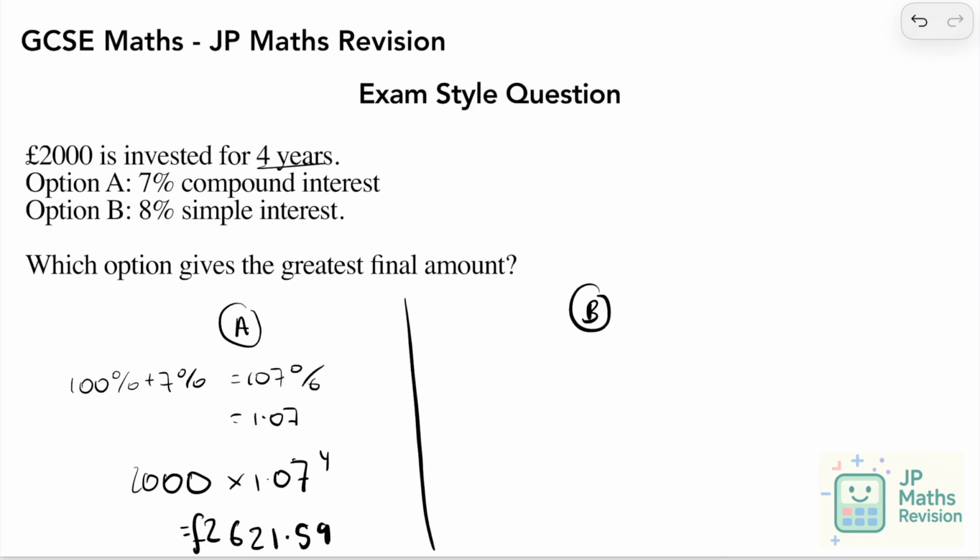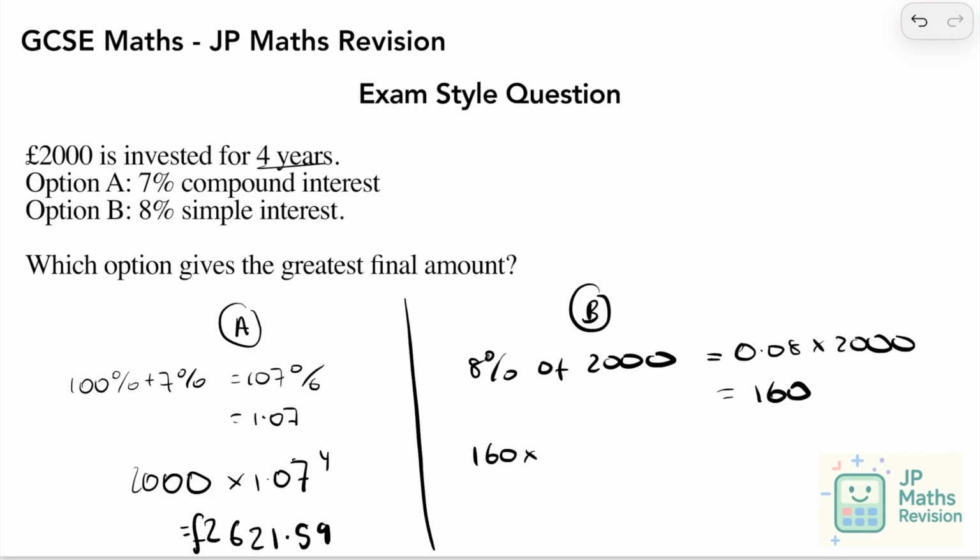Now option B is 8% simple interest. So to do this, we're going to work out what 8% of 2,000 is. So 8% of 2,000, we could work that out by doing 0.08 times 2,000. So that is going to be £160. So it gains £160 per year. So after 4 years, 160 times 4 is £640. So in total, it's going to be worth £2,640 after 4 years. So you can see the one that has the most interest is option B, because it's grown to £2,640 as opposed to £2,621. So option B in this case gives the greatest final amount.